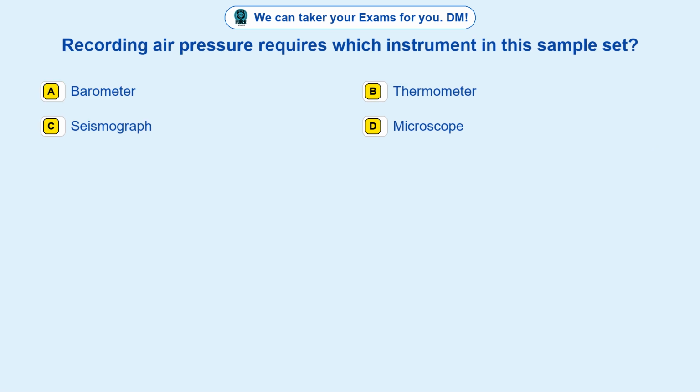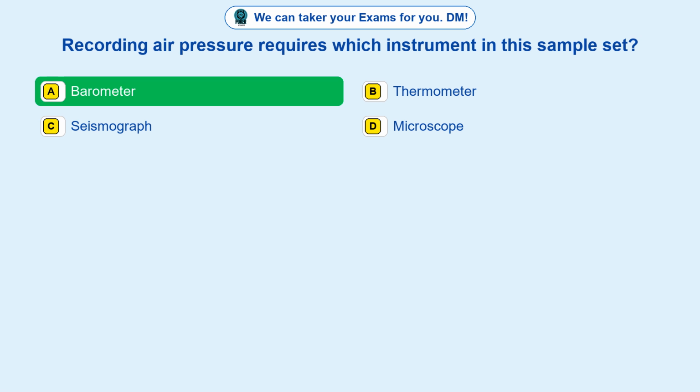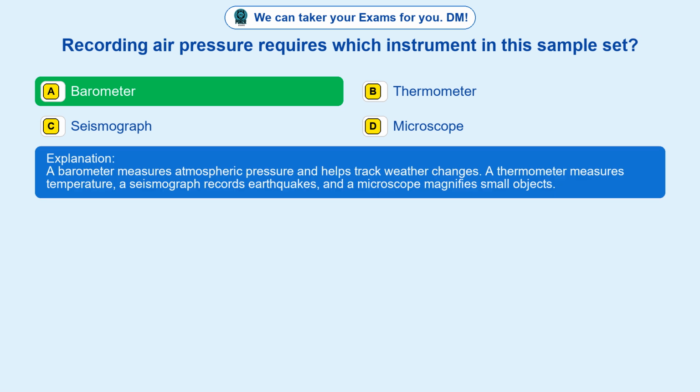Question 100. Recording air pressure requires which instrument in the sample set? Option A, barometer. Option B, thermometer. Option C, seismograph. Option D, microscope. The correct answer is option A. Barometer. A barometer measures atmospheric pressure and helps track weather changes. A thermometer measures temperature, a seismograph records earthquakes, and a microscope magnifies small objects.